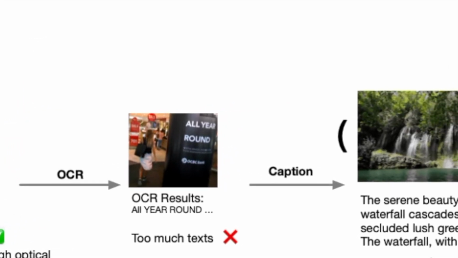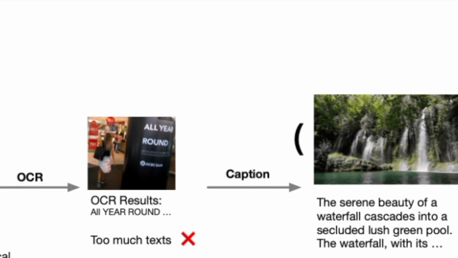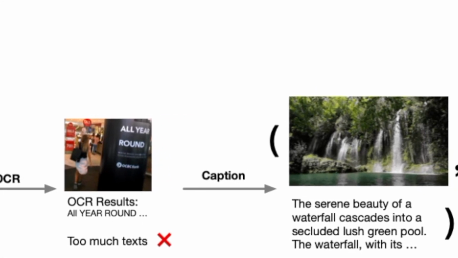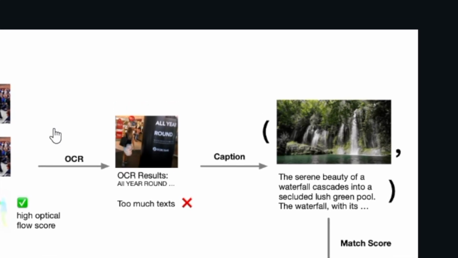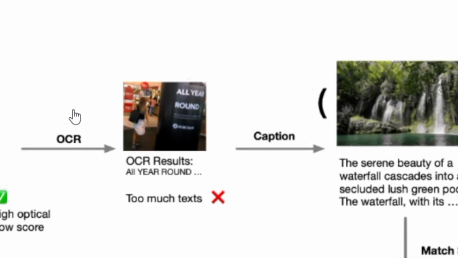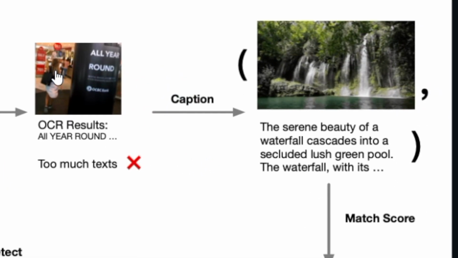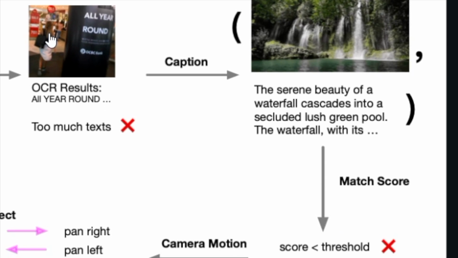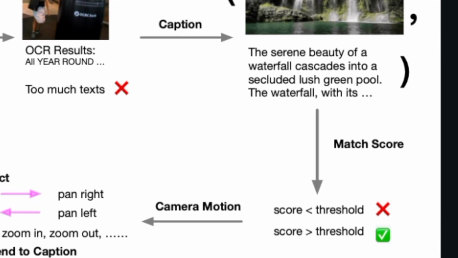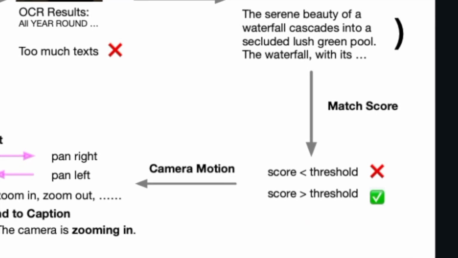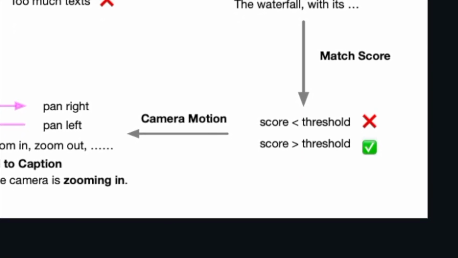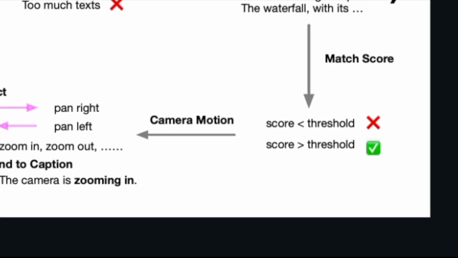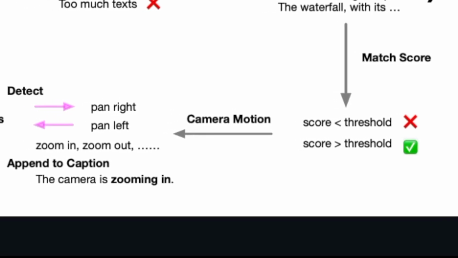And then there's the OCR, which is for frames or clips with text. OCR is applied to extract the text. If there's too much text or if the frame is too noisy, then it is rejected. Then there's the captioning bit, for the selected video clips and images. The captions are generated. And then the sixth step is the matching score. The generated caption is evaluated for its match score with the visual context. If there's a threshold and it's below the threshold, the caption is rejected.